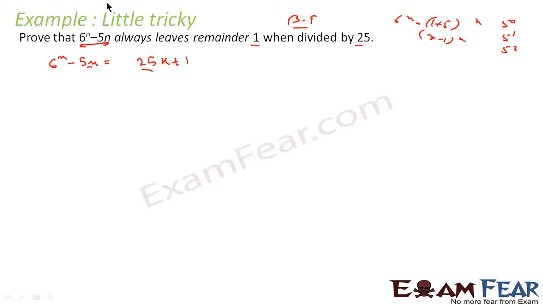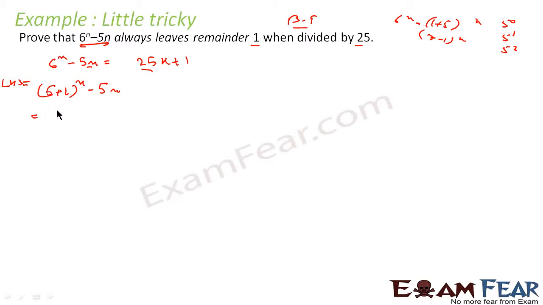Going by the question, just by gut feeling, I felt that this is 25, this is 5, this is 1, and all our powers are of 5: 5 to the power 0, 5 to the power 1, 5 to the power 2. Just by gut feeling, I'll write this 6 to the power n as 5 plus 1 to the power n. So I'll say 5 plus 1 to the power n minus 5n. This is my LHS. So I'll take the LHS and expand this because I know how to expand 5 plus 1 to the power n, and I'll see what I get.